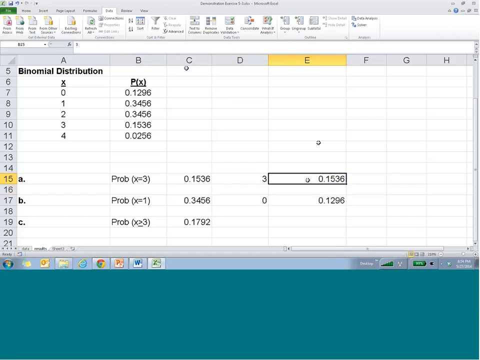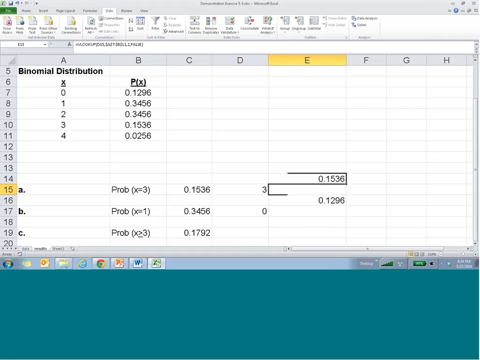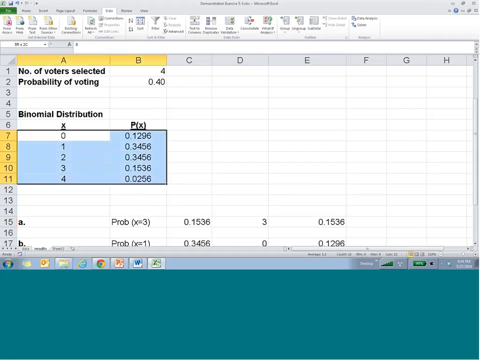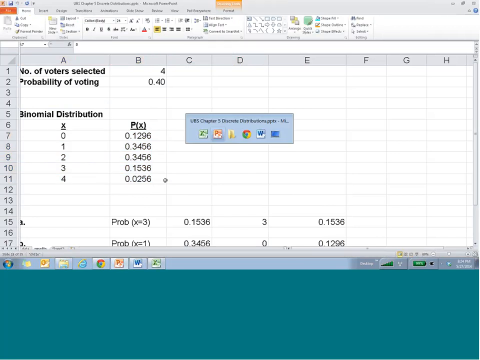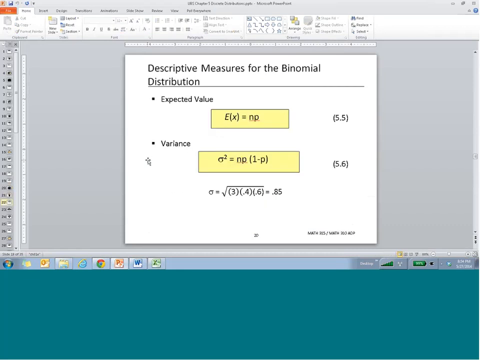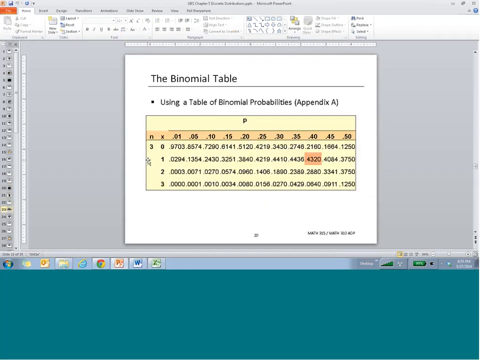It's not something you have to memorize. Just be aware that it's out there. It's a tool that you might need to use someday. Okay, does that make sense as far as the binomial distribution, how you're doing those calculations in Excel? Questions on this? Okay, no questions on that.